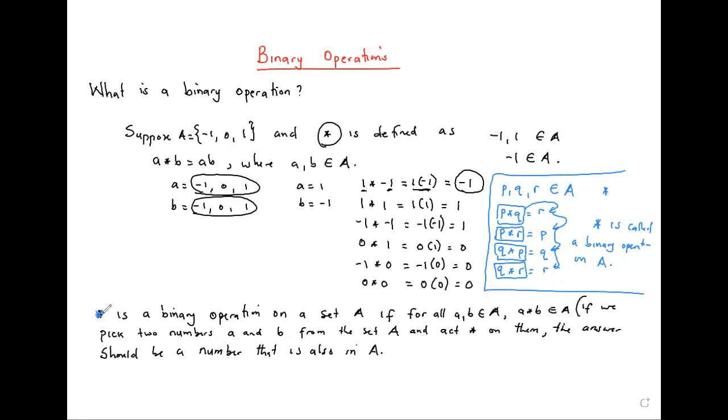Okay. So star is a binary operation on the set A if for all a, b in A, a star b is an element of A. If we pick two numbers, a and b, from the set A, and act star on them, the answer should be a number that is also in A. That's a very good point. Star has two features.